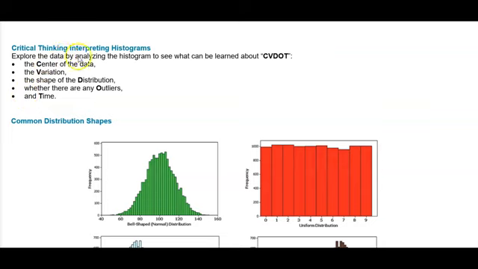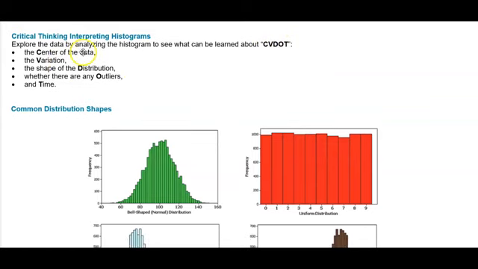Okay, critical thinking, interpreting histograms. We want to explore the data by analyzing the histogram to see what can be learned about CVDOT. C stands for the center of the data. V is the variation, or how the data is spread. We want to know what the shape of the D, which is the distribution, is, and determine whether there are any O, for outliers, and T for time.